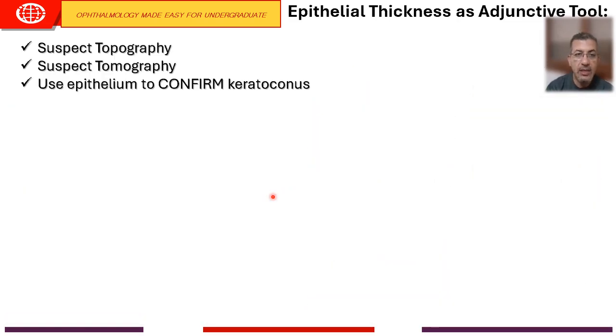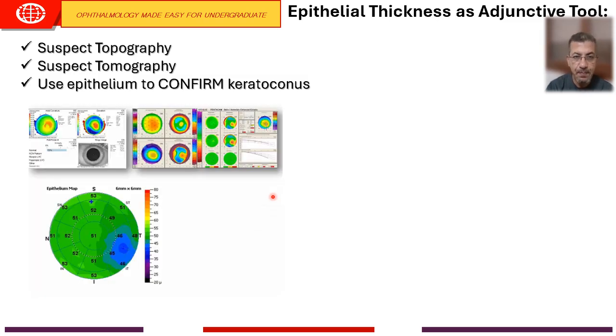So just to remind you that the epithelial mapping technique has added another spectrum for the early detection of keratoconus, especially in suspected topography and suspected tomography. In this way, we can confirm the diagnosis of keratoconus. Also, it is a useful tool in refractive screening.